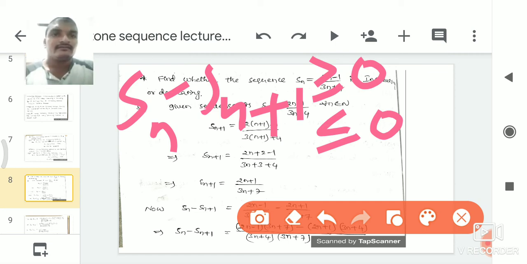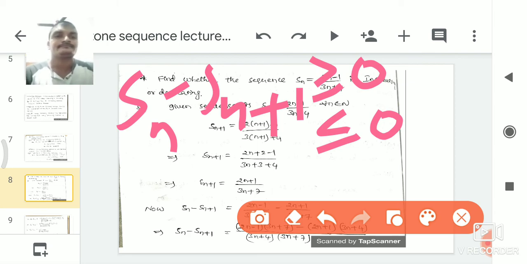For that, we find the Sn minus Sn+1 value. If it is positive, greater than 0. If it is negative, less than 0. So if Sn minus Sn+1 is positive, that is Sn - Sn+1 ≥ 0. If Sn minus Sn+1 is negative, that is Sn - Sn+1 ≤ 0.